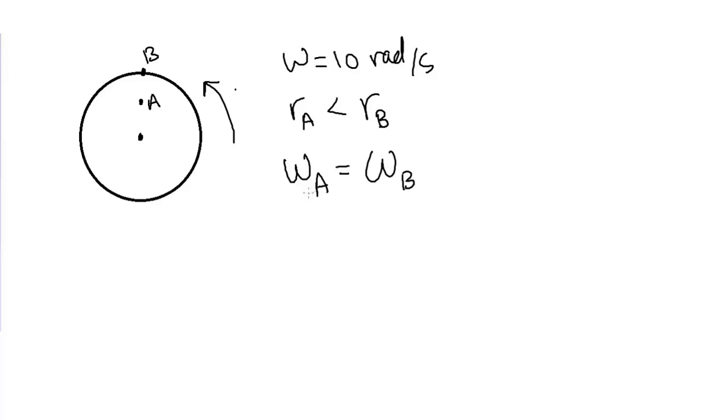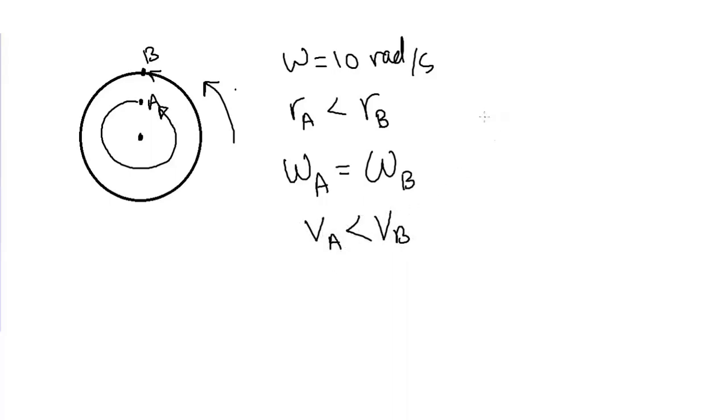Now, what about the linear velocity? Is it the same or is it different? They are all spinning at the same rate, but point A has a shorter distance to travel. Point A is covering this circumference. Point B has a longer distance to travel at the same time, which means that point B must move faster than point A in order to cover this greater distance in the same time. So the linear velocity of B is greater than the linear velocity of A.